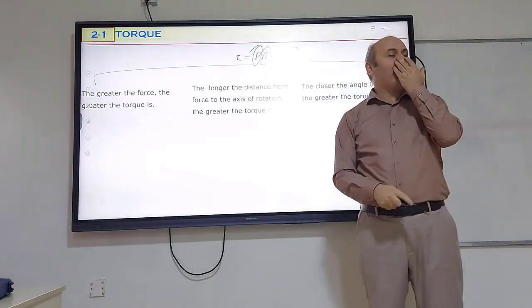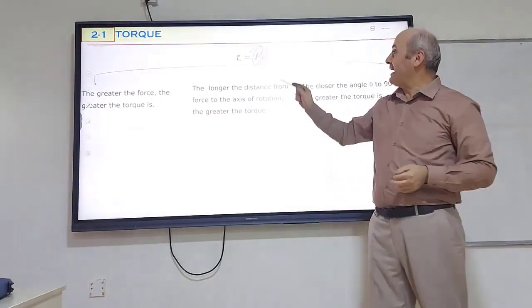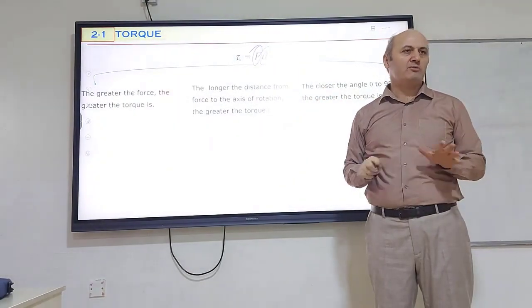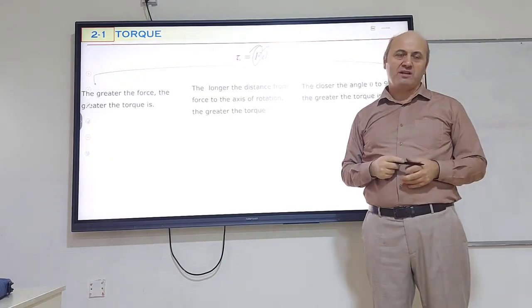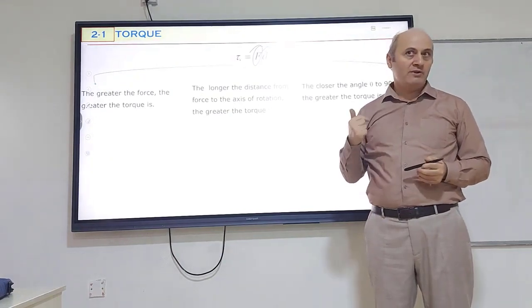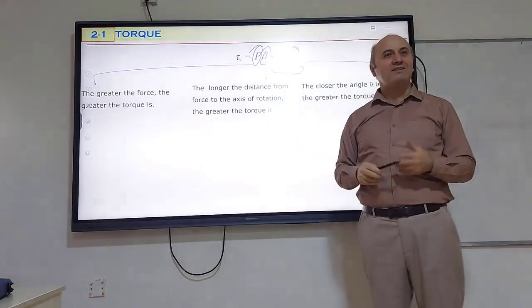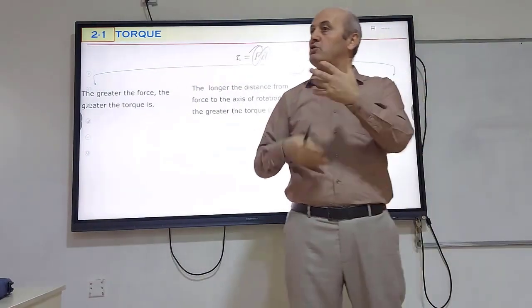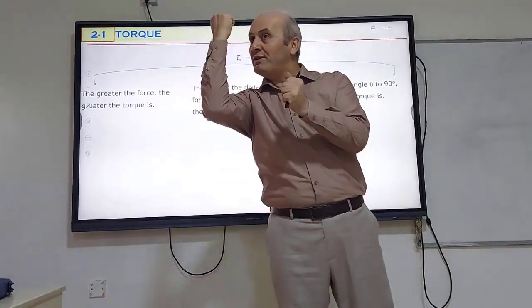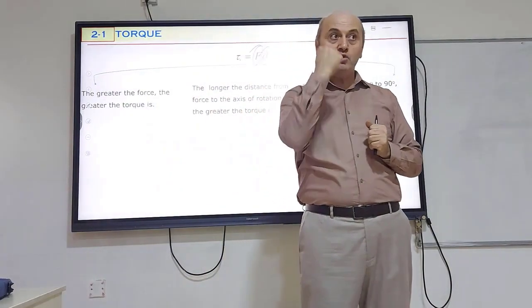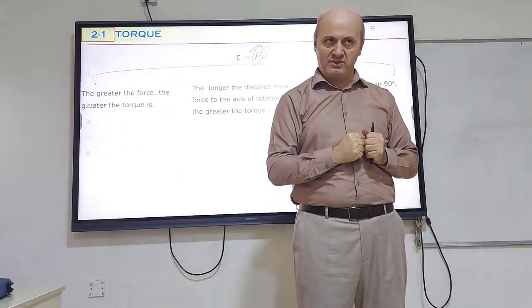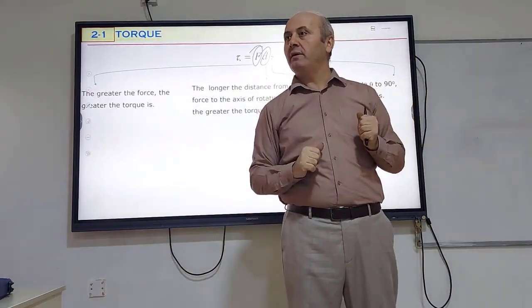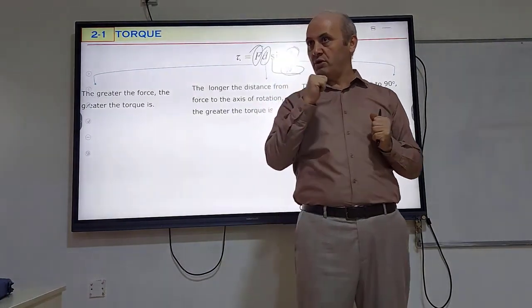Or make the angle 90. Why 90? Because at angle 90, sine theta is 1, the maximum value. The sine function cannot get a value greater than 1. Then we say that the closer the angle to 90 degrees, the greater the torque is. So when something happens and you need to rotate something, what should you do? You have to pull it perpendicularly, because you produce the most torque at an angle of 90 degrees. At the farthest distance, perpendicularly, you have to push it and then produce the greatest torque.